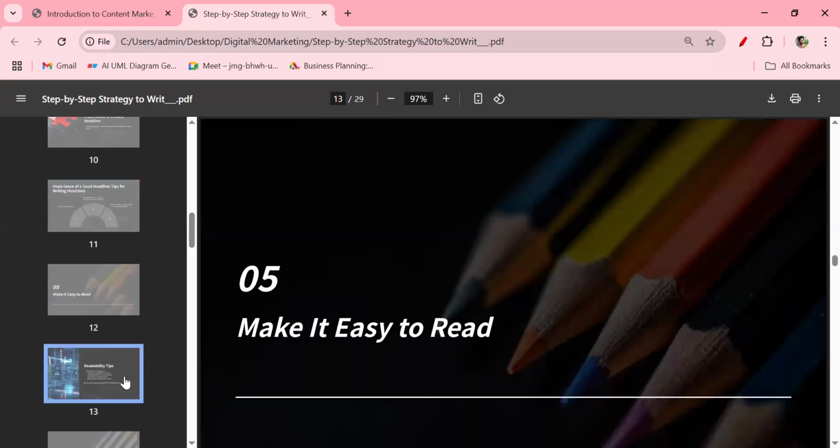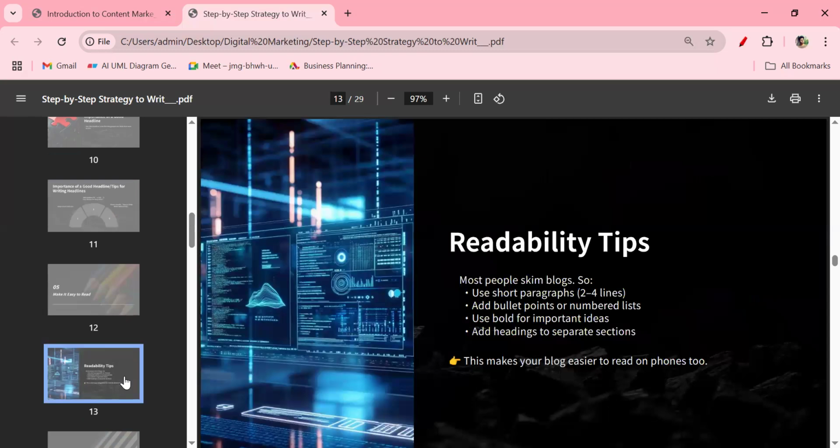And make it easy to read. Readability tips are: use short paragraphs, 2 to 4 lines, use bullet points, use bold for important ideas, add headings to separate sections.